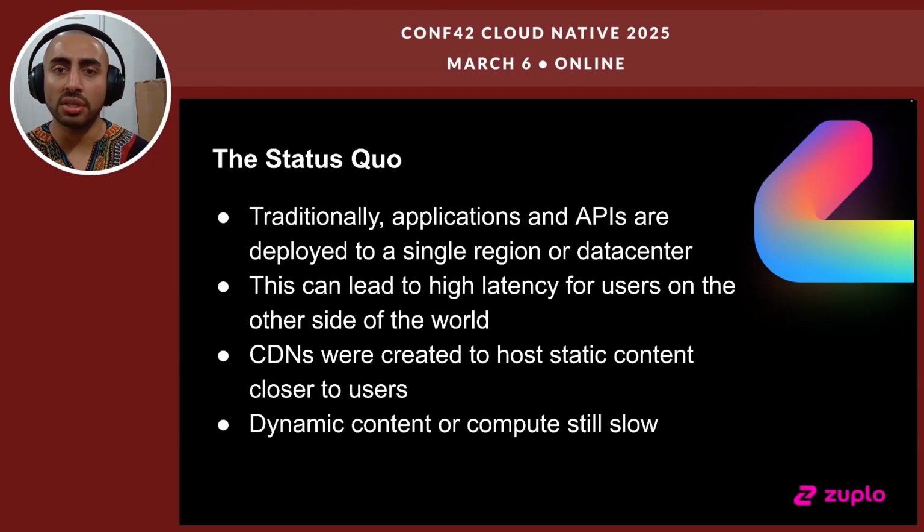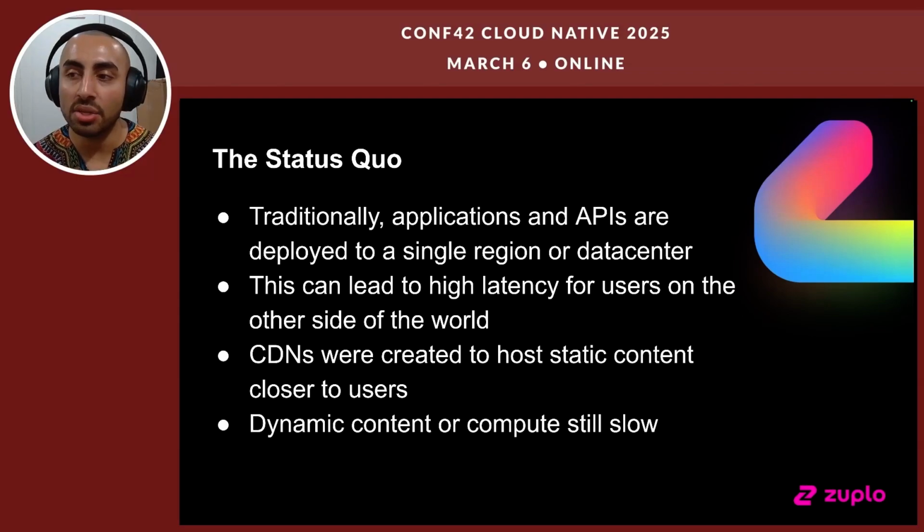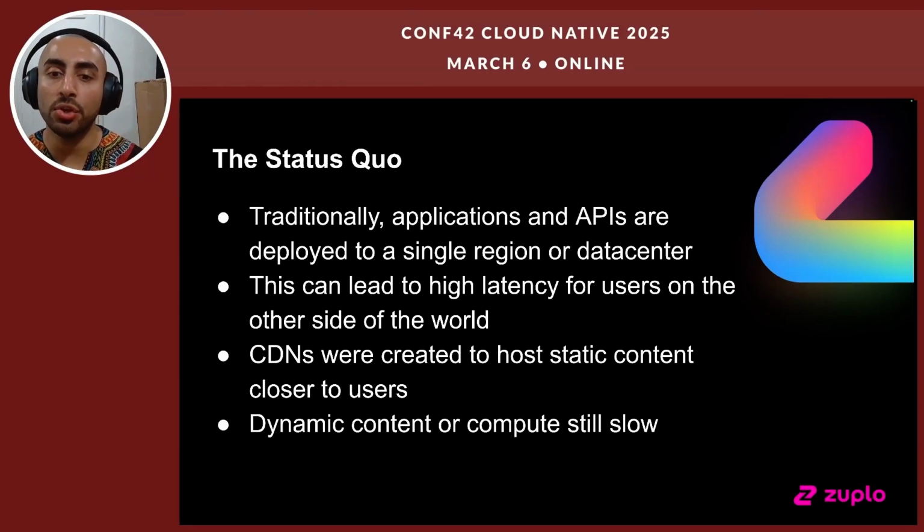CDNs, which stand for content delivery networks, were created to host static content that is closer to users. So think images, JavaScript, fonts, all of those will be hosted in some local data center in Japan. And when you load a web page, all of those will be able to load faster. And those are typically chosen, one, because they're static content, so they can be essentially cached, and two, because they're typically large files that would take a long time to deliver over a network.